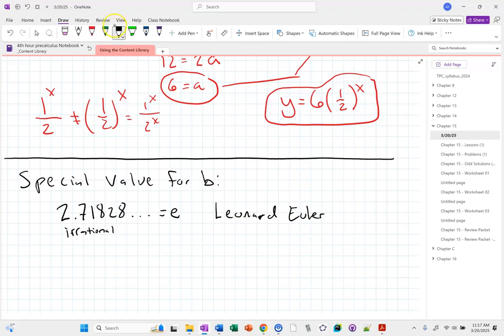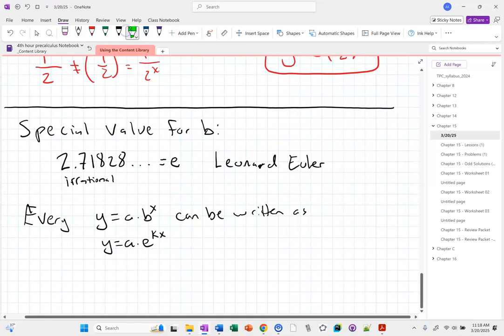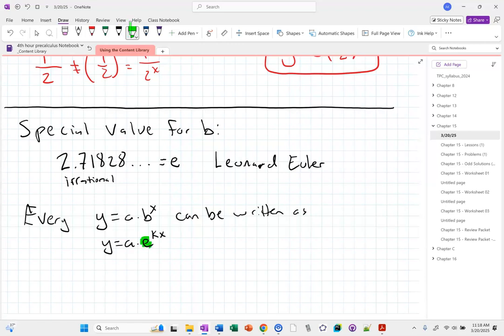And the reason this is an important value is that every exponential function of the form a times b to the x can be written as y equals a times e to the kx. Now, you might be wondering why it matters, since it looks like the same thing.